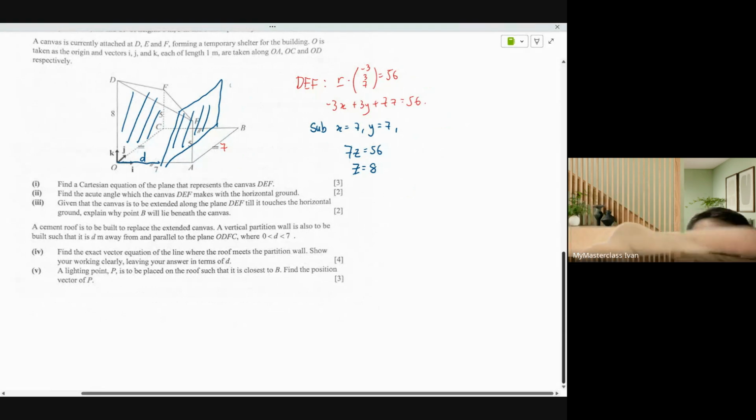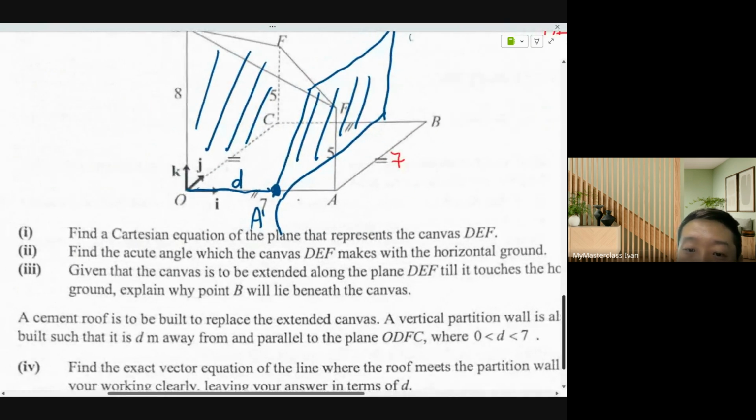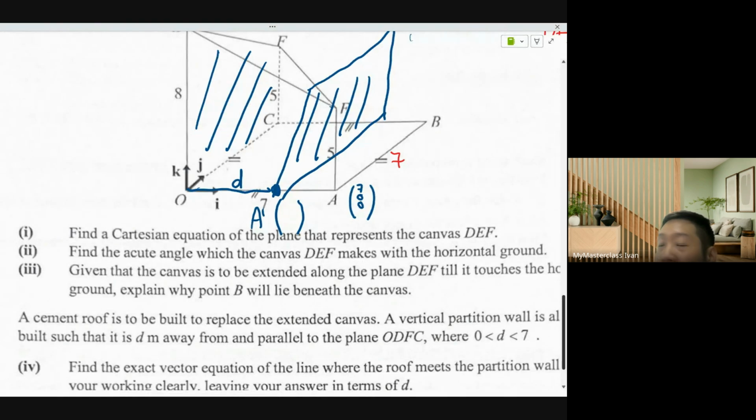If it's d-meter away, can you tell me this point A prime, what is it called? A is (7, 0, 0), right? Tell me, this A prime is called what? It is d away, so it is (d, 0, 0). Understand?